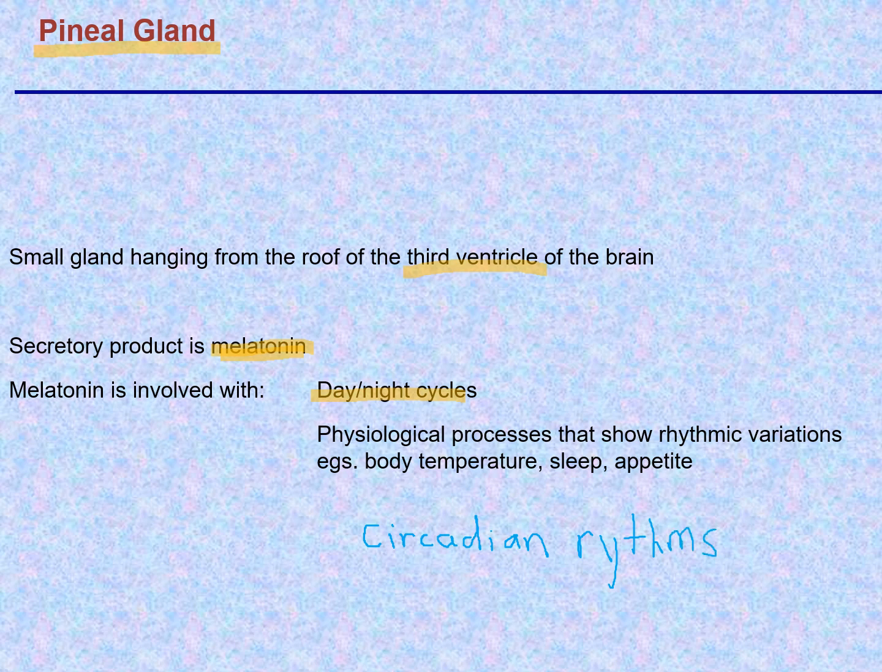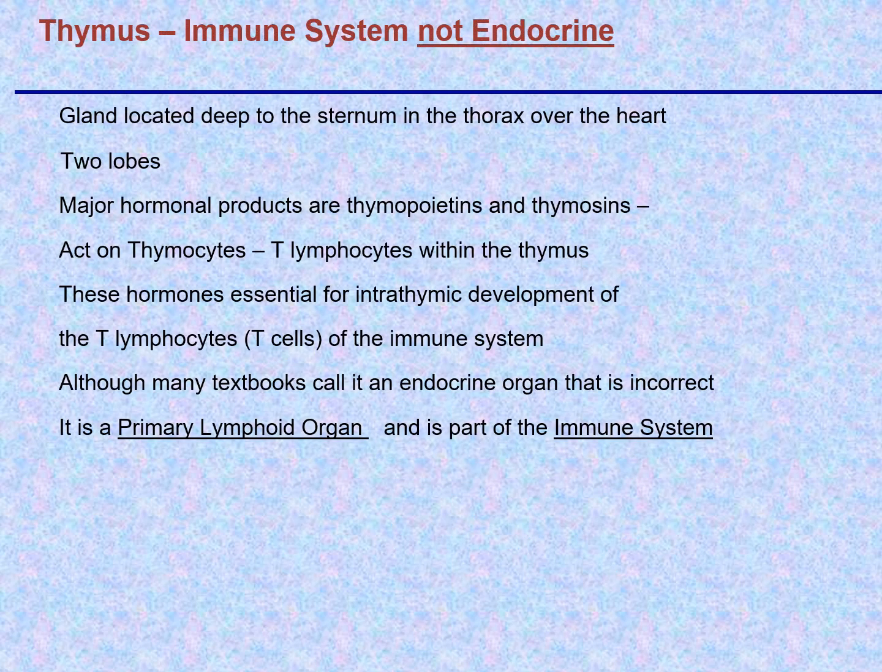When things are in a balanced state, then your body varies in a rhythmic pattern through the day, through the 24-hour period, in the body temperature and sleep and appetite, day-night cycling, so that you get tired at a certain time of day, etc.